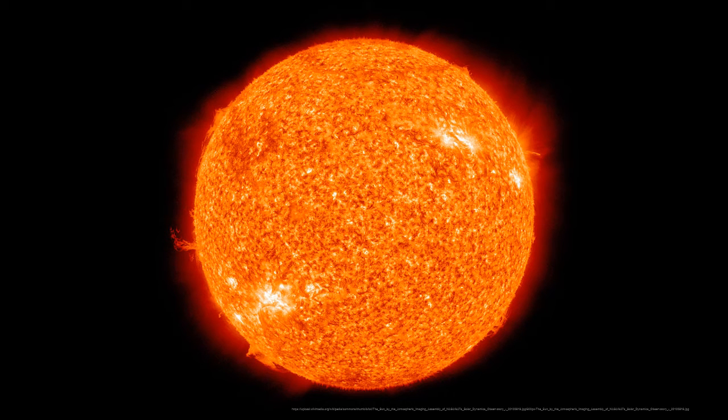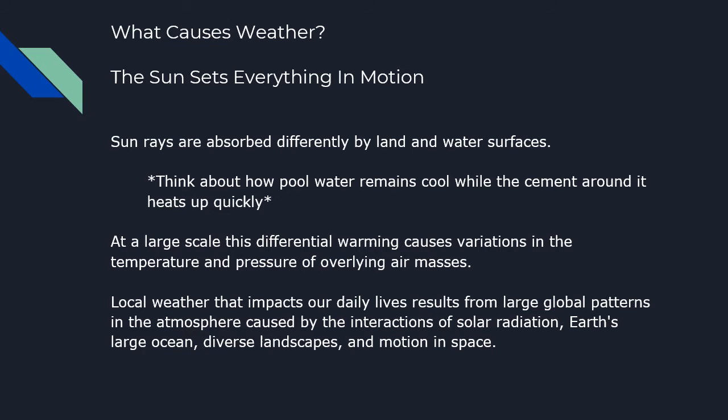But what changes weather? What causes all this variation? The hint is on the screen. It's the sun. The sun kind of sets everything in motion. The sun's rays are absorbed differently by land and water. So if you've ever gone swimming before, the pool water remains cool, right? It's cold. But the cement around the pool heats up pretty quickly.